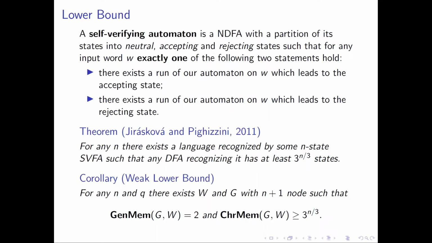But in fact, to derive the strong lower bound, it is not sufficient to use this theorem of Geraskova and Pighizzini as a black box. We actually take their construction and slightly adapt it to our setting and obtain an optimal separation between general and chromatic memory.